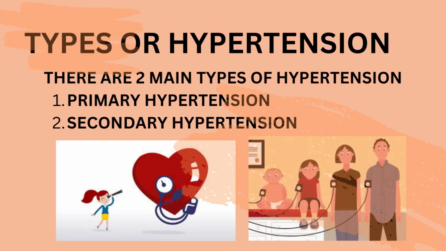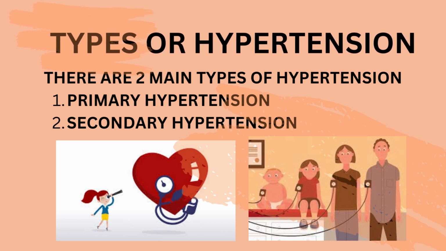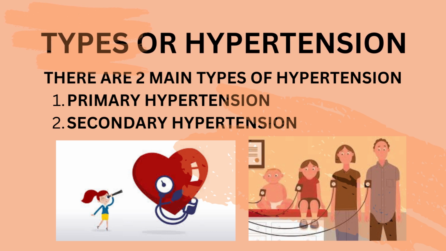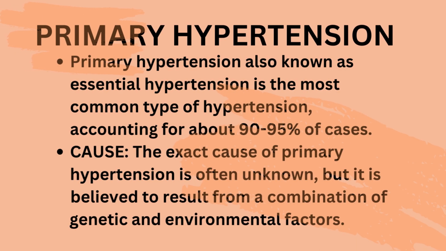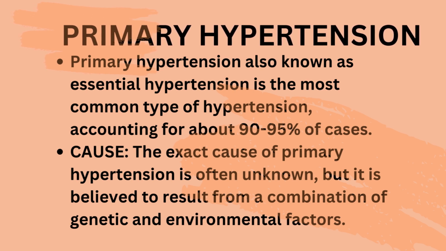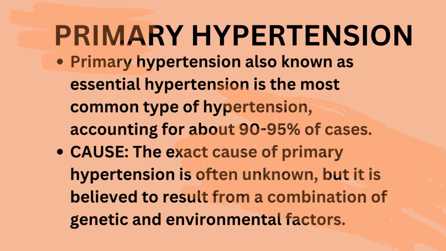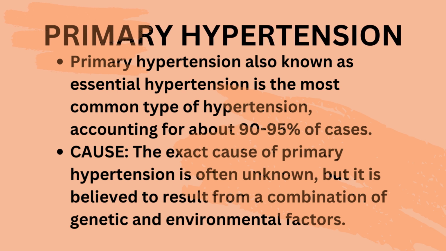Let's see how many types of hypertension there are. There are two main types of hypertension: primary hypertension and secondary hypertension. Primary hypertension, also known as essential hypertension, is the most common type, accounting for about 90 to 95% of cases.